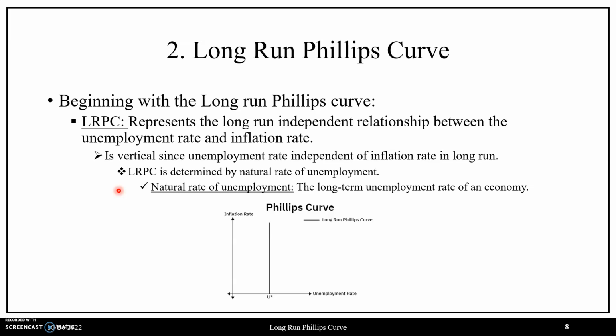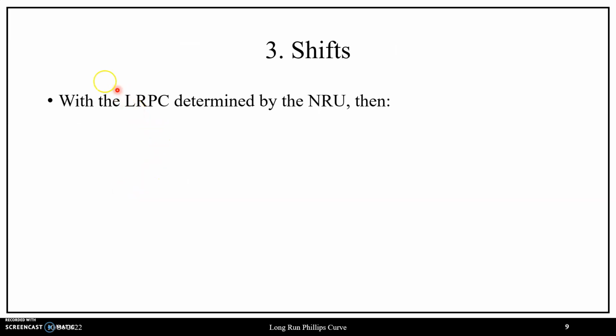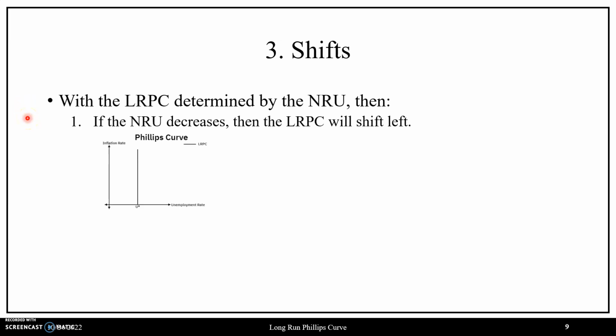Where, turning to our annual U.S. data, we've seen that this is that average 5.74% unemployment rate in the U.S. when we considered 1949 through 2021. So, given that the long-run Phillips curve is determined by the natural rate of unemployment, then should the natural rate of unemployment change, then we will also see a change in the long-run Phillips curve via a leftward or rightward shift.